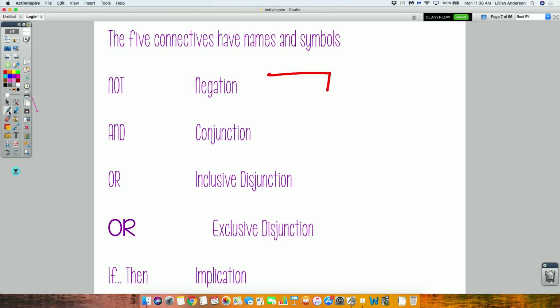All right, then you have and. And stands for conjunction. It's where you're basically putting two together, and that represents this symbol here. The first or is inclusive disjunction. Remember, inclusive is one or the other or both. And then you have exclusive disjunction, which remember means one or the other, but not both.